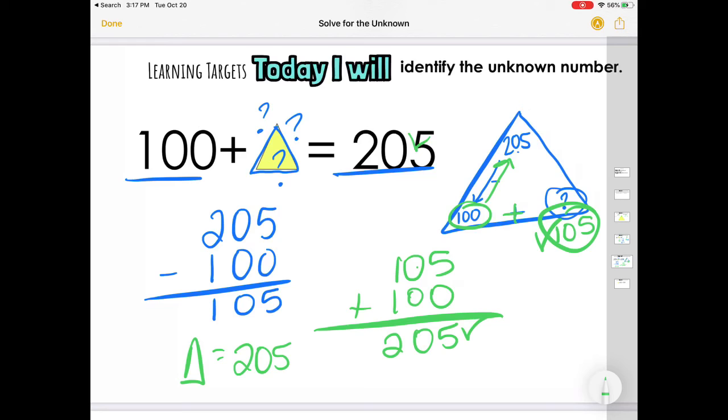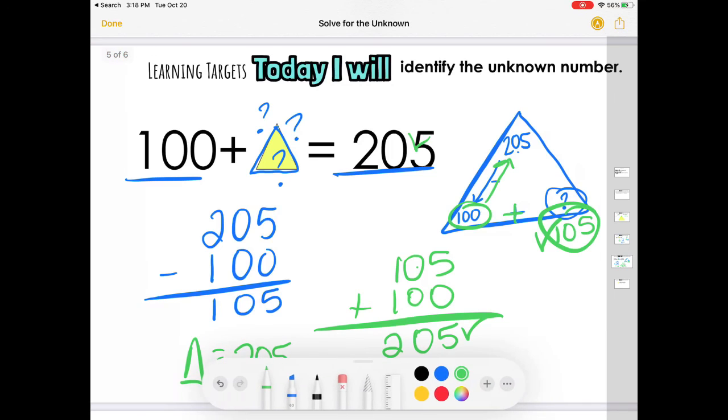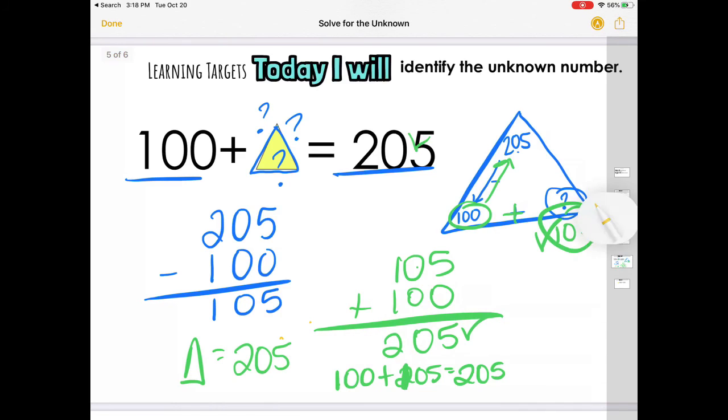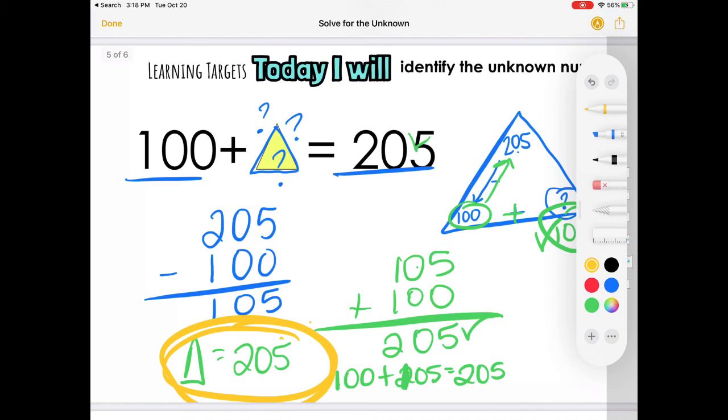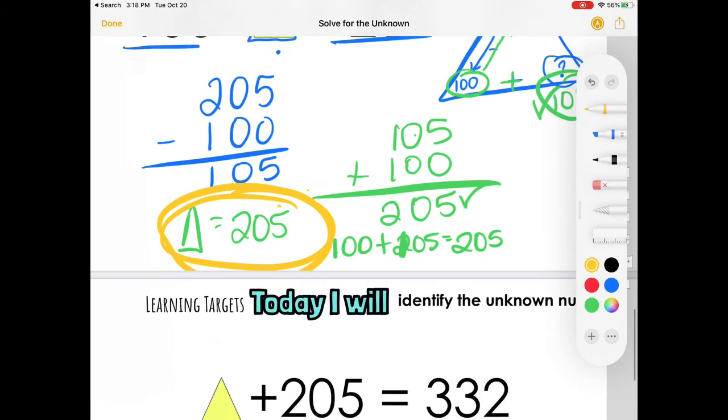So my triangle equals 105. I could rewrite my number sentence. 100 plus 205 equals 205. I wrote that wrong. It should be 105. This part right here, triangle equals 105. This is the answer I'm looking for on your problems today.